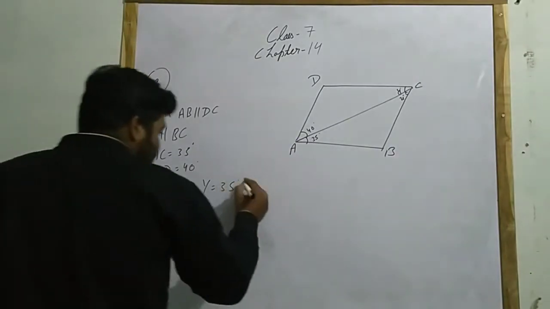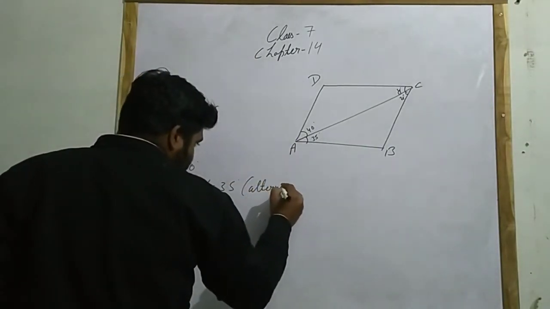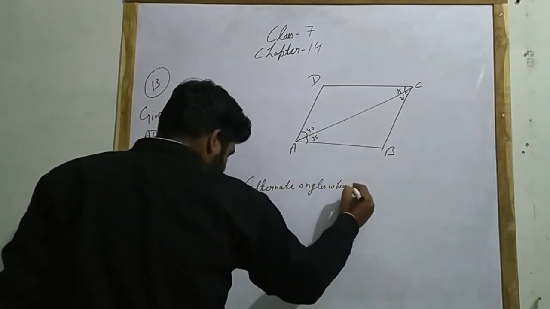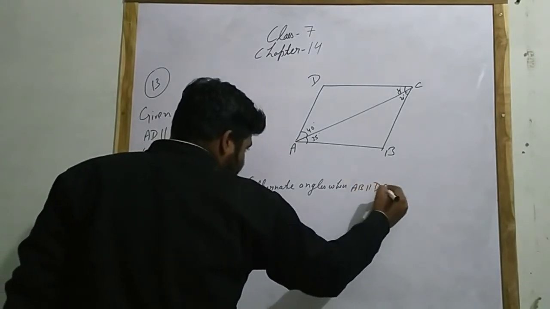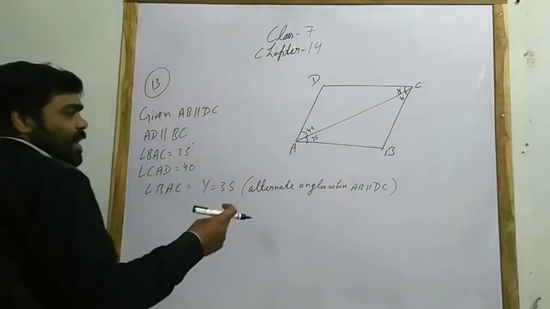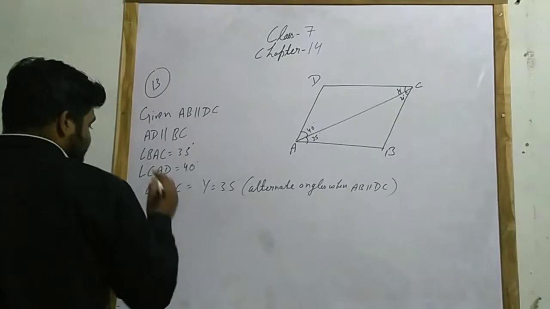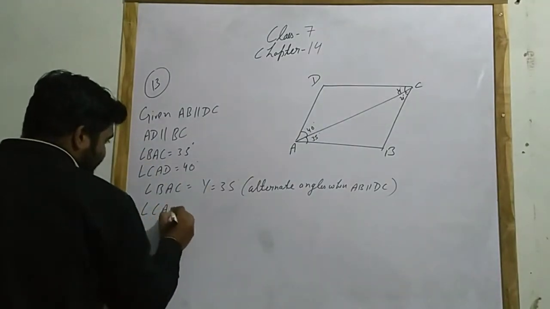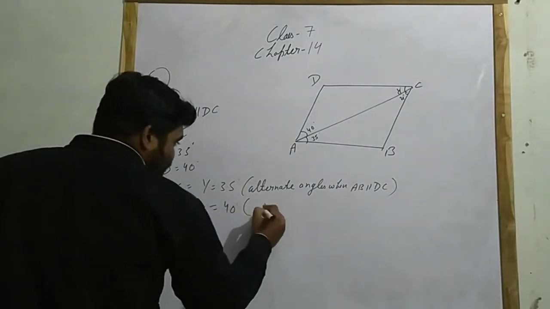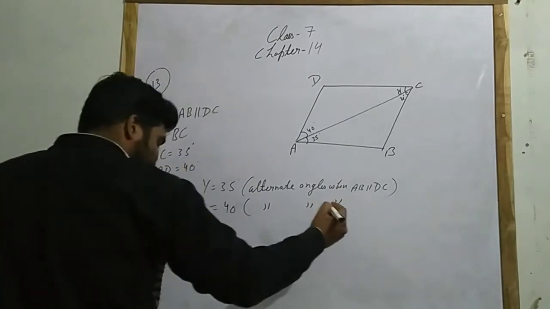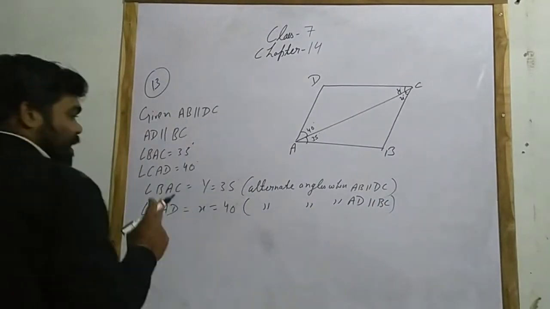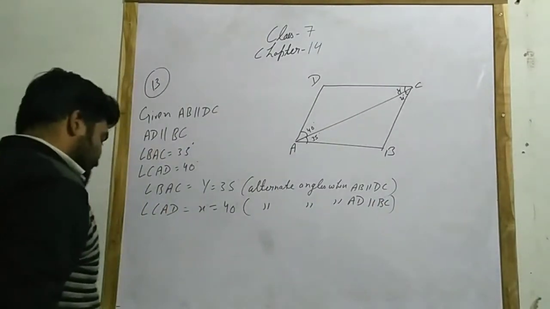After that, it is alternate angles when AB is parallel to DC. Angle BAC equals y equals 35 degrees because it is an alternate angle when AB is parallel to DC. Similarly, angle CAD equals x equals 40 degrees because of alternate angles when AD is parallel to BC.